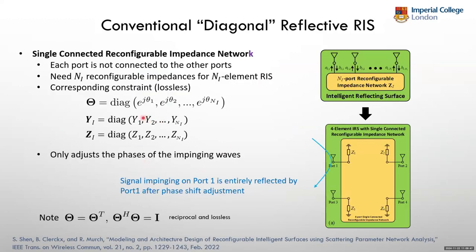So the classical one, the diagonal RIS, you have the scattering matrix is diagonal, as I said before. And so there, the wave impinging on element 1 will be entirely reflected by element 1. And you note that the scattering matrix theta is actually symmetric. So it's a diagonal matrix, so naturally symmetric. And it's a unitary matrix. And so that means actually it's a lossless system. So how many elements do you need to control here? If you have Ni reconfigurable elements in your RIS, then you need to have Ni reconfigurable impedances. So the same number of elements as the number of impedances.